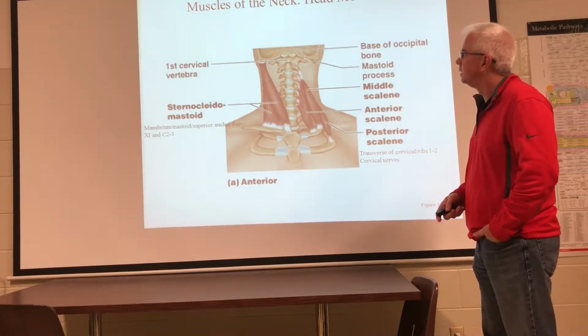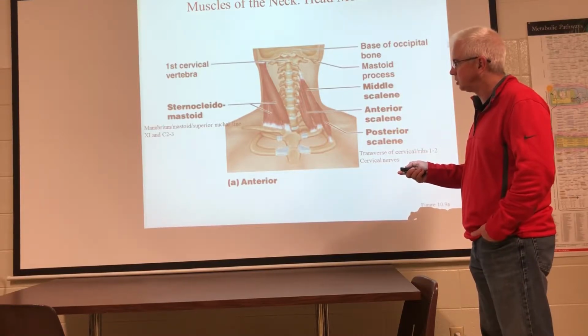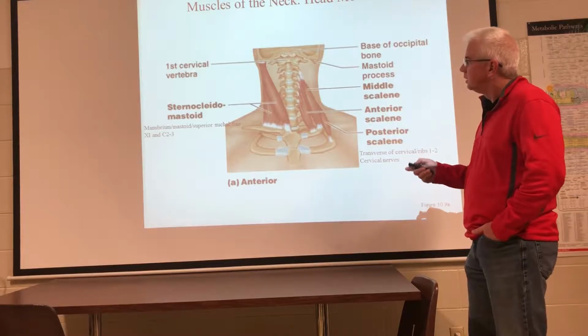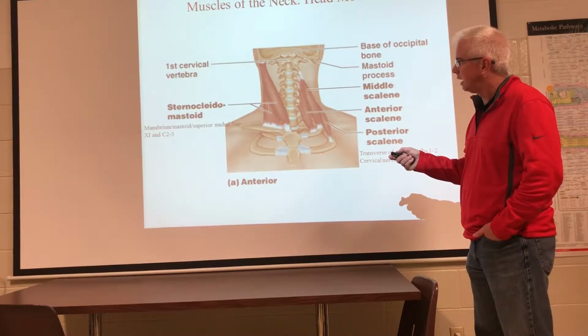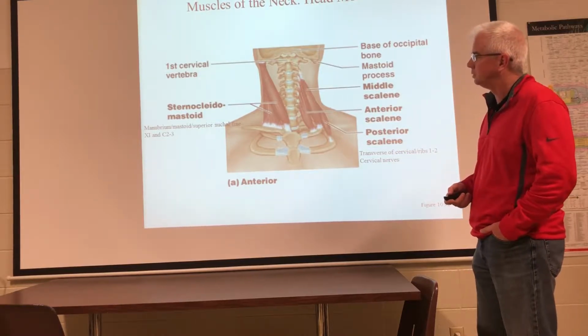The big one here is the sternocleidomastoid, and it is attached to the manubrium, mastoid, and the superior nuchal line. This one has multiple attachments. This should say clavicle also. Oops. So sternocleidomastoid: sternum, clavicle, mastoid process. These are the primary connections of the sternocleidomastoid.